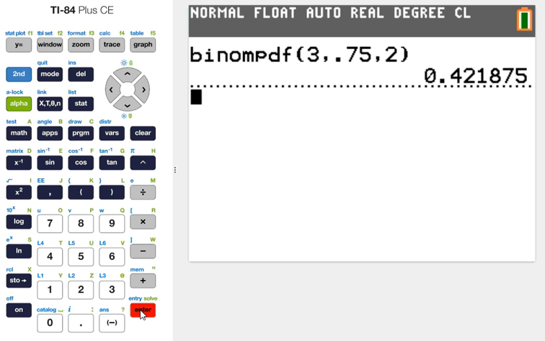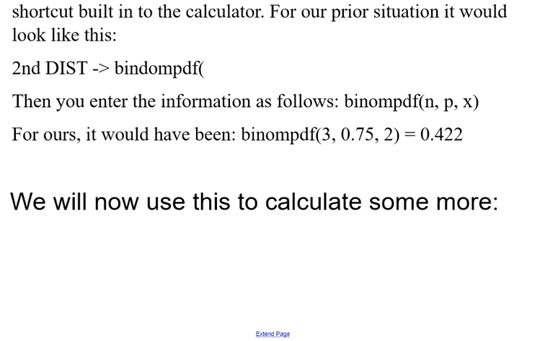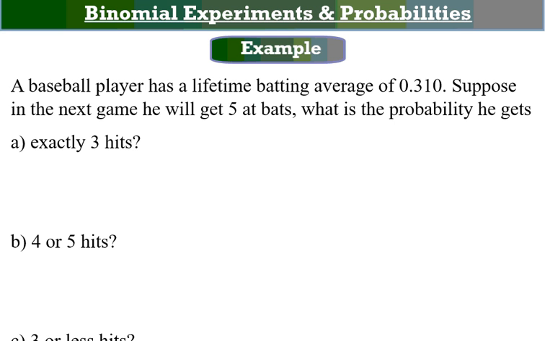0.422. Be aware, if you're using a TI-83, you have to actually type in these values. You'll have to do binom PDF, and then you have to type in this last part. That calculator is too old. It doesn't prompt you for those. You have to type those in. Okay, so just to practice these a few more.